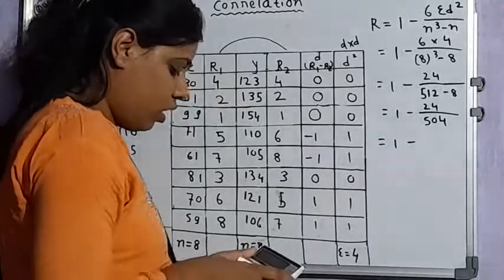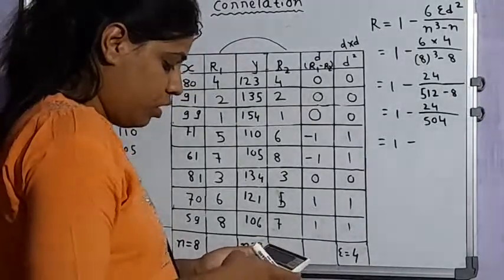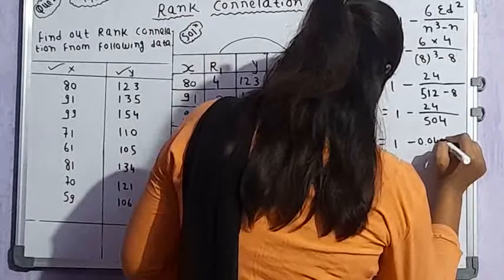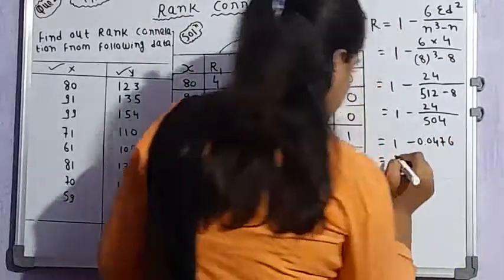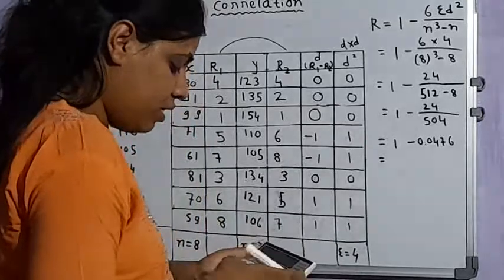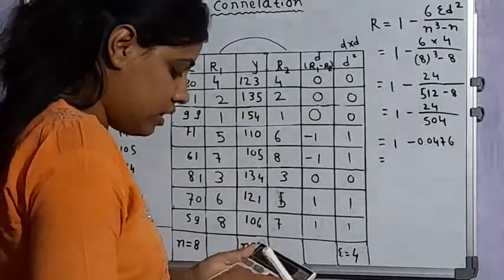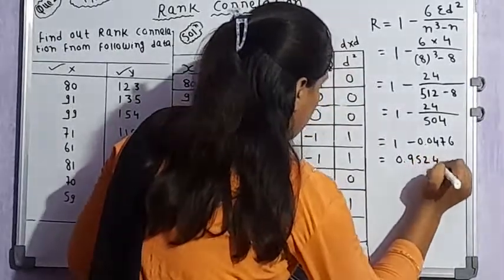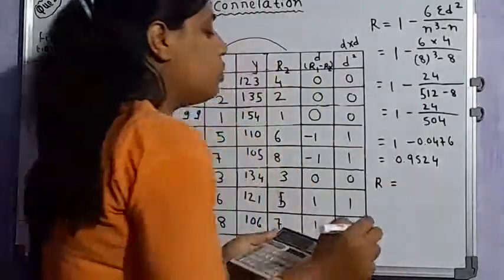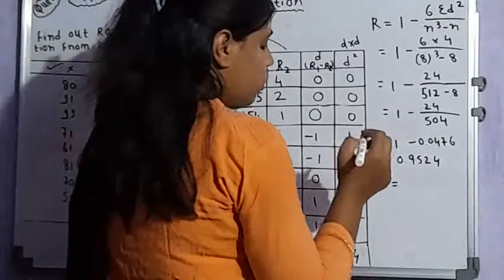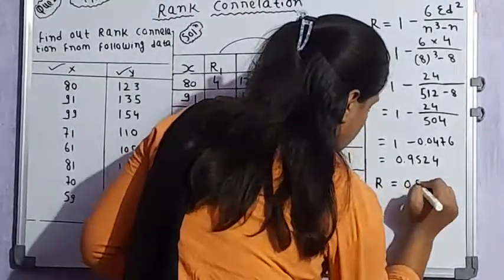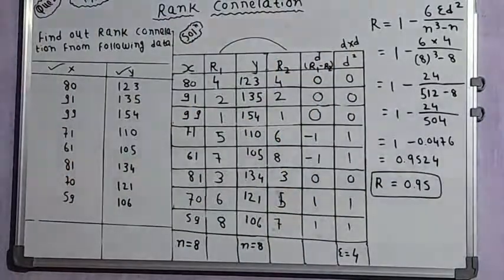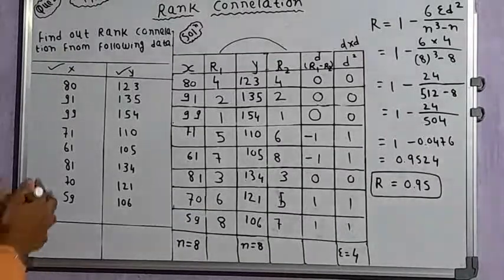It would come to 0.0476. We are taking up to 4 decimal points. So 1 minus 0.0476, we will get 0.9524. In the final answer, we are going to take up to two digits. So here, the rank coefficient of correlation would be equal to 0.95. This 0.95 means that there is a high degree of positive correlation between series X and series Y.